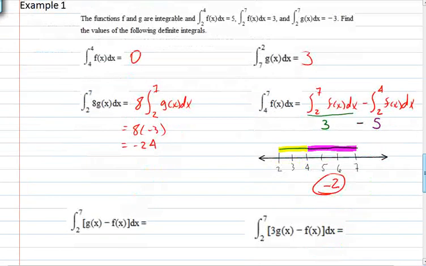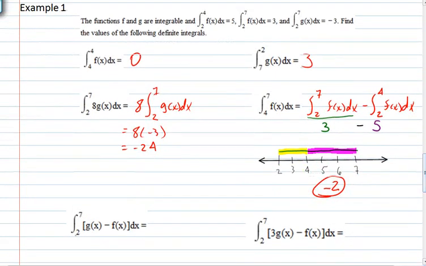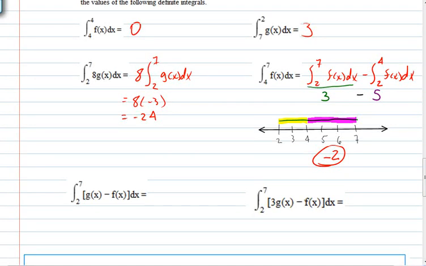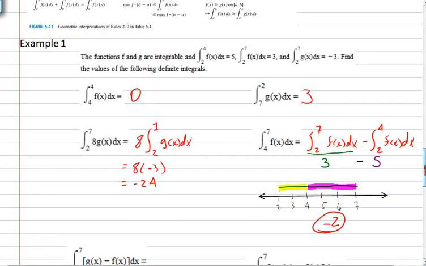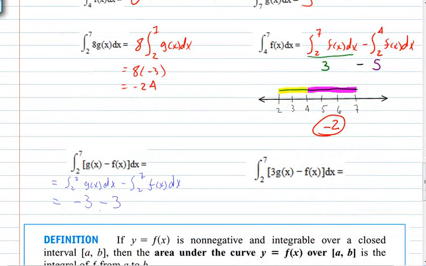Okay. All right, the next problem, we have the integral from 2 to 7 of g of x minus f of x. Well, we said that integration distributes across addition and subtraction. So this is going to be equal to the integral from 2 to 7 of g of x dx minus the integral from 2 to 7 of f of x dx, and what did we say this was? -3 minus, and then for the f of x, 3, -6.